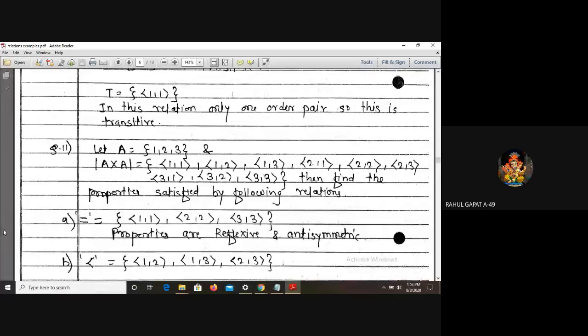Transitive property. Transitive: 1, 2 and 2, 3. 2 gets cancelled, giving 1, 3. Yes, it is transitive. Any other property? Whether this one is reflexive. Not reflexive. Now check whether it is irreflexive.